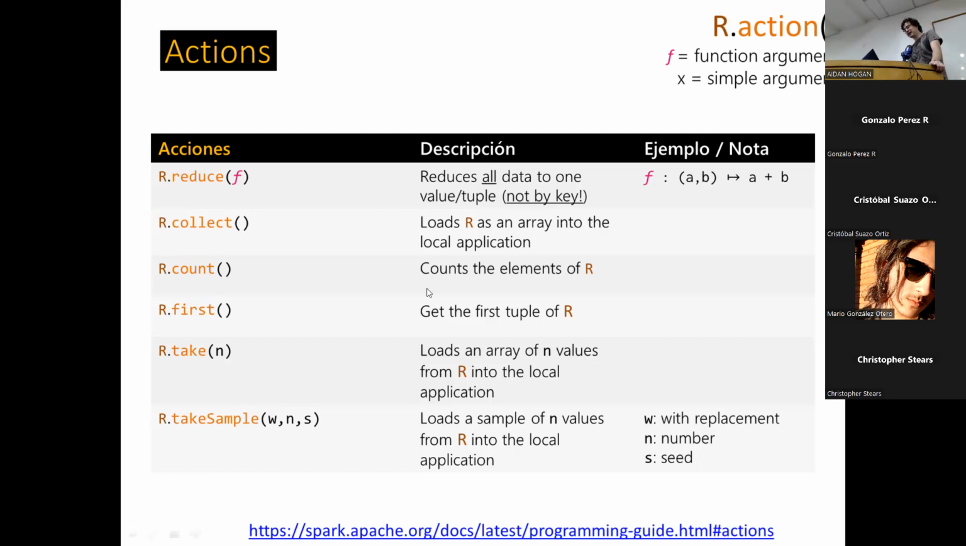So we can apply a count to count the number of tuples in the RDD. We can get the first tuple, if we want to get a flavor of what that looks like, or maybe just get the top value. We can take the first n values into the local application. We can take a sample of values into our local application, again with replacement, number and seed.